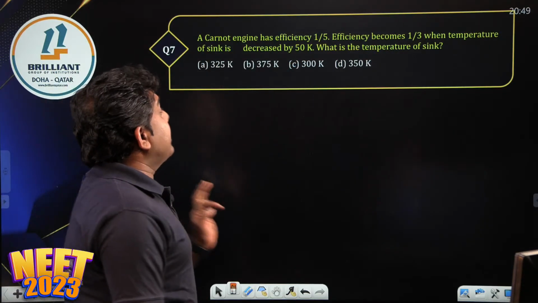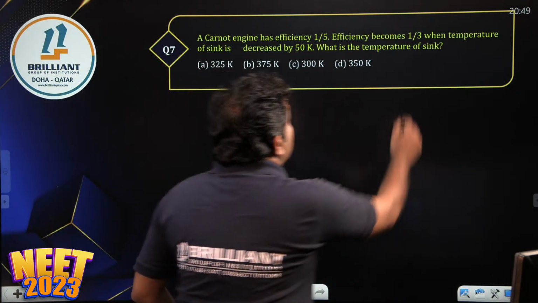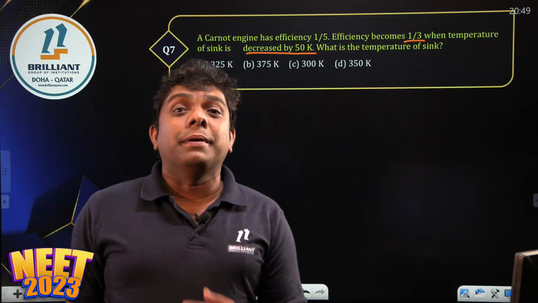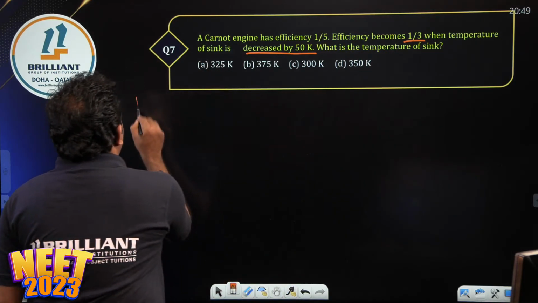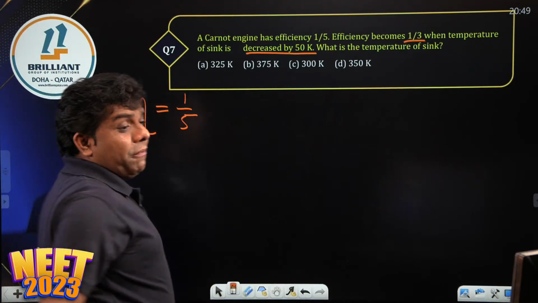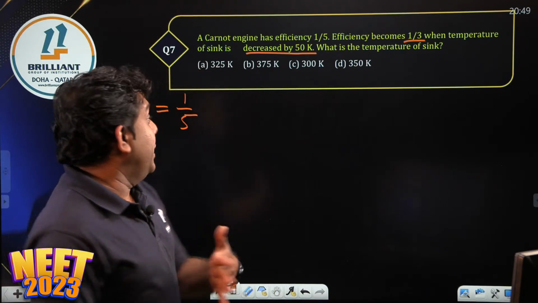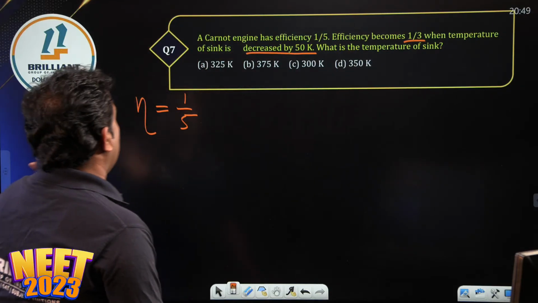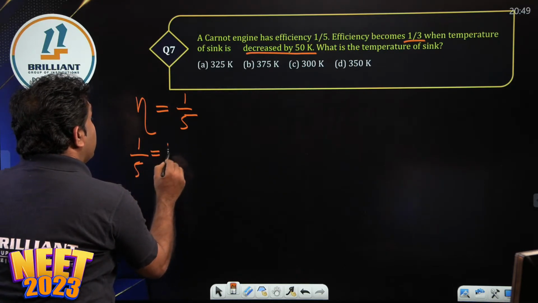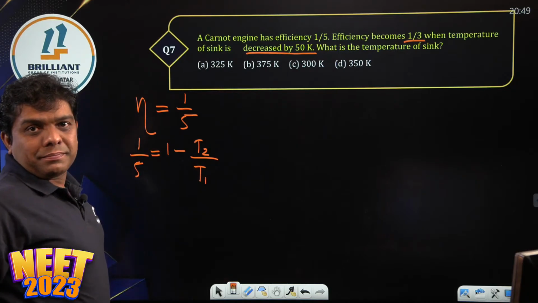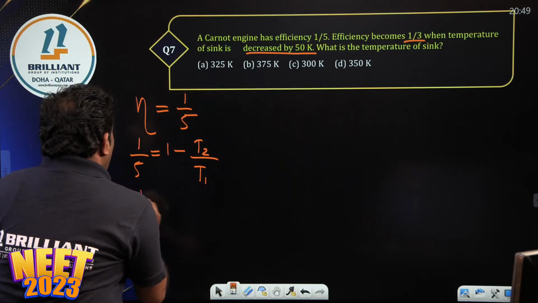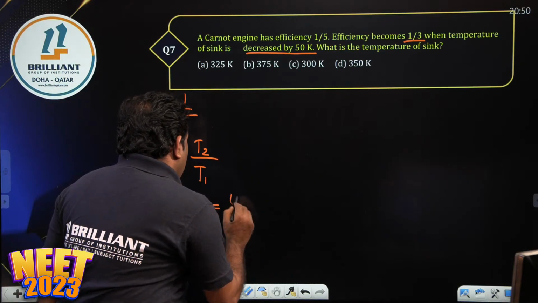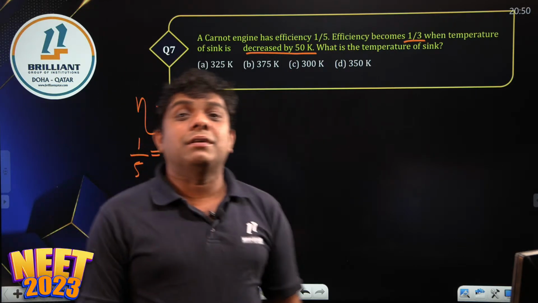A Carnot engine has an efficiency 1 by 5. Efficiency becomes 1 by 3 when the temperature of the sink is decreased by 50 Kelvin. What is the temperature of the source? We can say efficiency given is 1 by 5. Then they are asking, when the temperature of the sink is decreased by 50 Kelvin, what is the temperature? So I can write 1 by 5 is equal to 1 minus T2 by T1. So I am taking T2 by T1 to this side. So T2 by T1 is equal to 1 minus 1 by 5, and that is equal to 4 by 5. So T2 by T1 is 4 by 5.